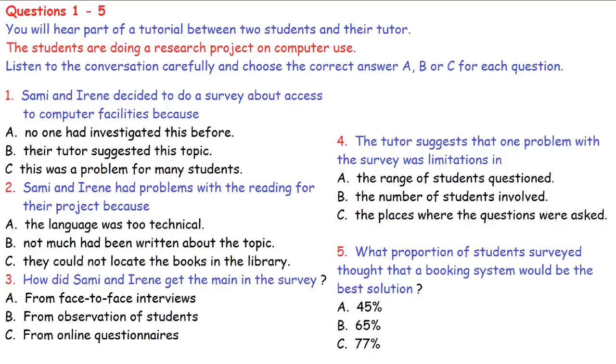So how far have you got with the analysis of results? Well, everyone agrees there was a problem, but we're more interested in what they think should be done about it. The most popular suggestion was for some sort of booking system. About 77% of the students thought that would be best. But there were other suggestions. For example, about 65% of people thought it would help if the opening hours were longer, like 24 hours a day.